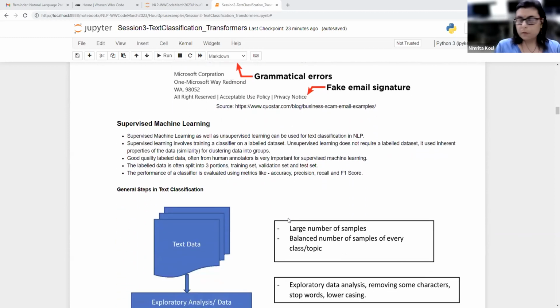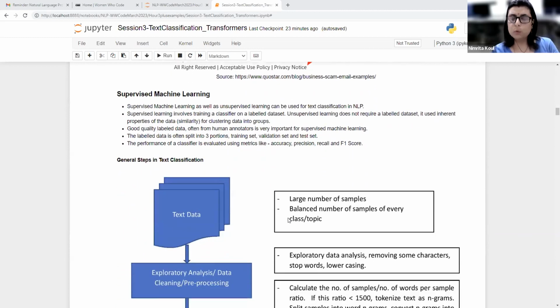So for the task of text classification, we can use both supervised machine learning as well as unsupervised machine learning. In this session, we are going to demo supervised machine learning. And in the session coming up next week, we will be looking at transformer models and unsupervised machine learning for classification and some sentiment analysis.